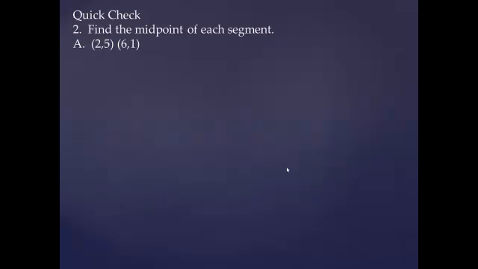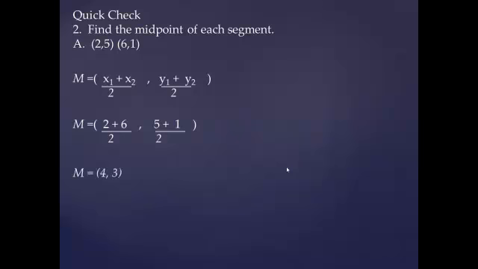Now we're going to do another quick check. We're going to find the midpoint of each segment. We'll do this one together. We start with our formulas. Write it down, the midpoint, x1 plus x2 over 2, y1 plus y2 over 2. We fill in our x's and our y's. 2 plus 6 over 2, and 5 plus 1 over 2. 2 plus 6 is 8, 8 over 2 is 4. 5 plus 1 is 6, 6 over 2 is 3. So our midpoint is at 4, 3. Pause the video if you need more time.